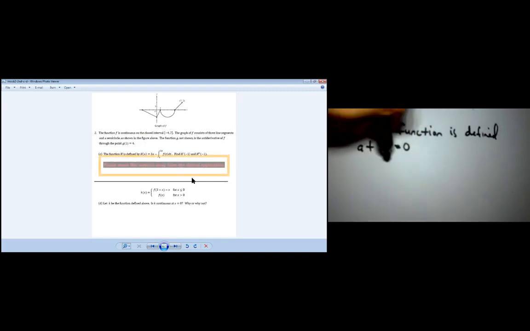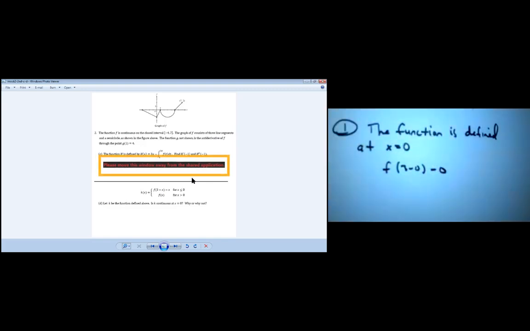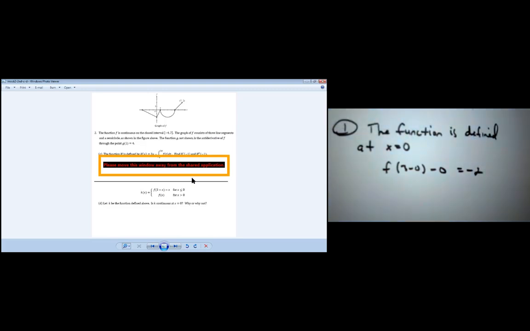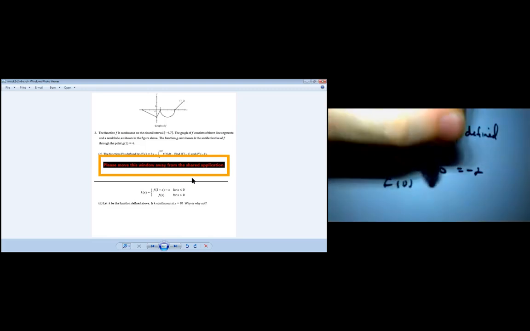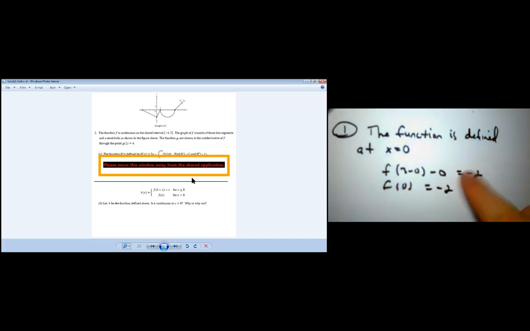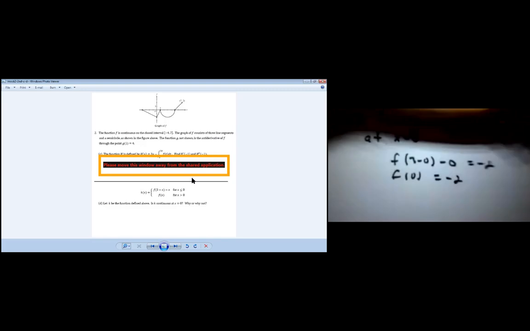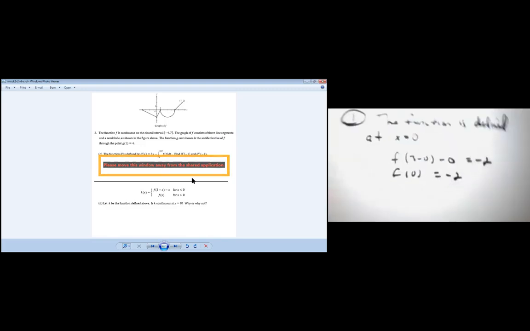So we would show f of 3 minus 0. That's really f of 3 is negative 2. And then f of 0 is negative 2. Function's defined. The next thing you need to show is that the limit exists. So we're going to be getting negative 2 a whole lot here.